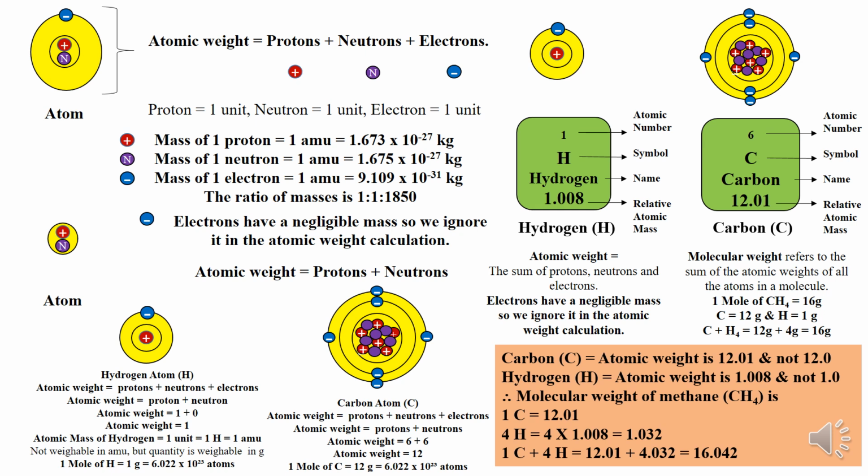So when you try to calculate the molecular weight of methane, you have to consider the relative atomic weight of carbon and hydrogen. The relative atomic weight of hydrogen is 1.008, and carbon is 12.01. And when you sum up the relative atomic weights of these two elements with respect to the methane molecule, you will end up with 16.042 and not 16 grams.